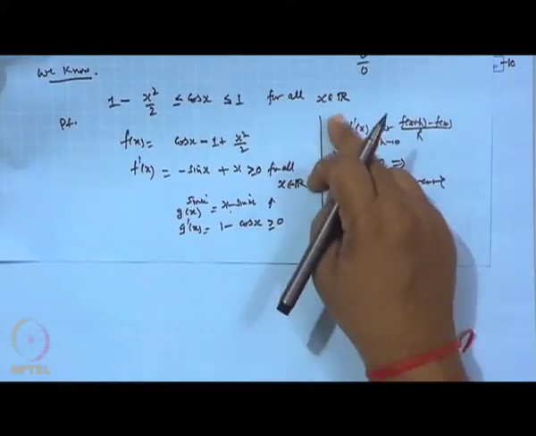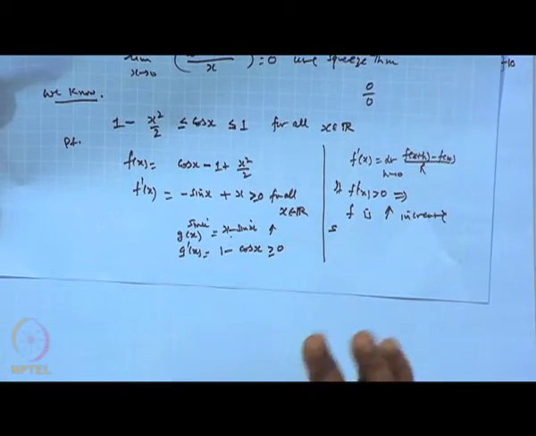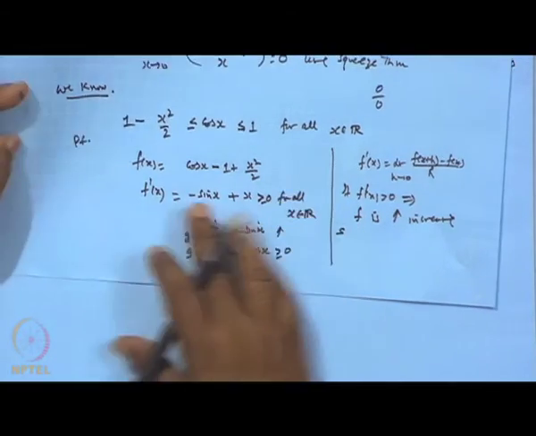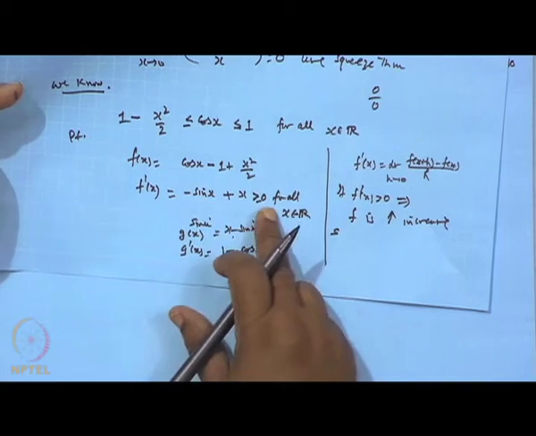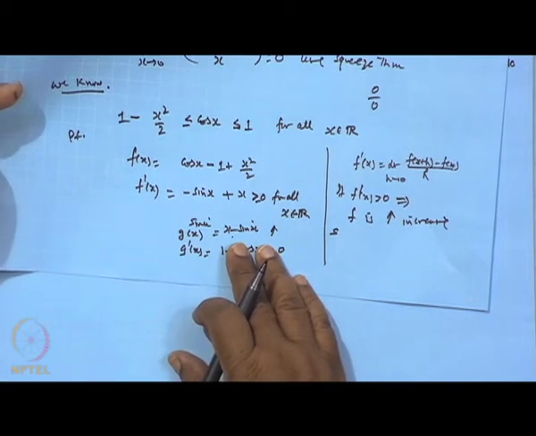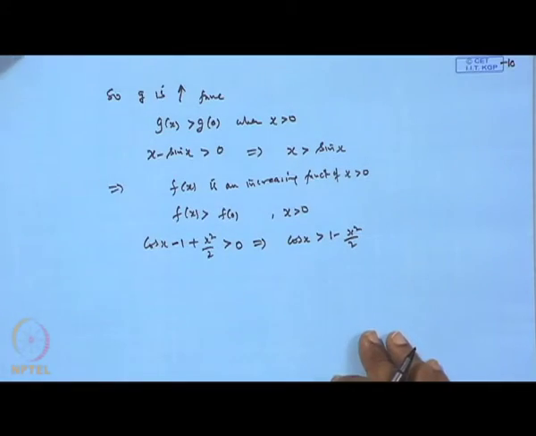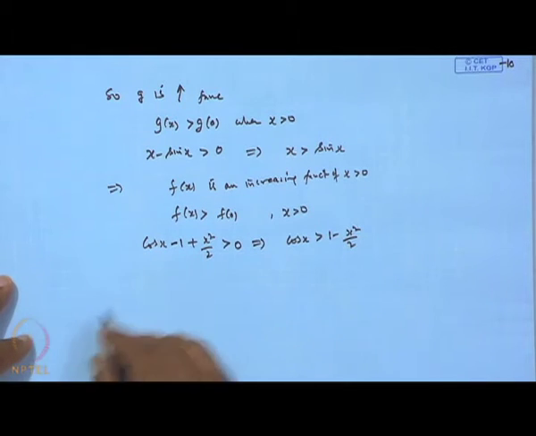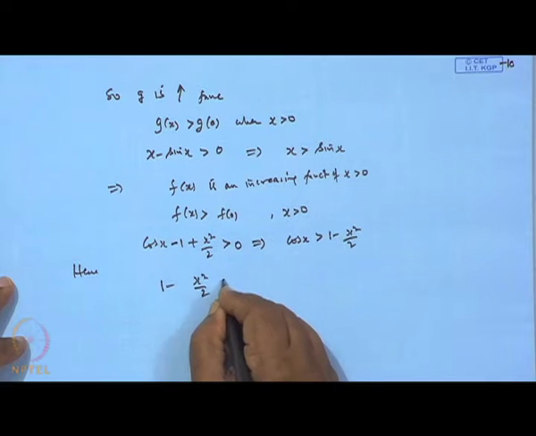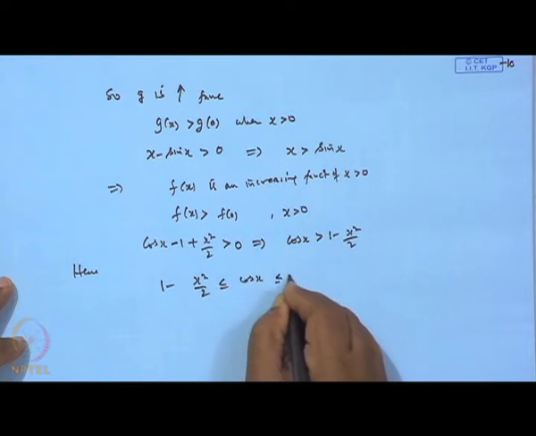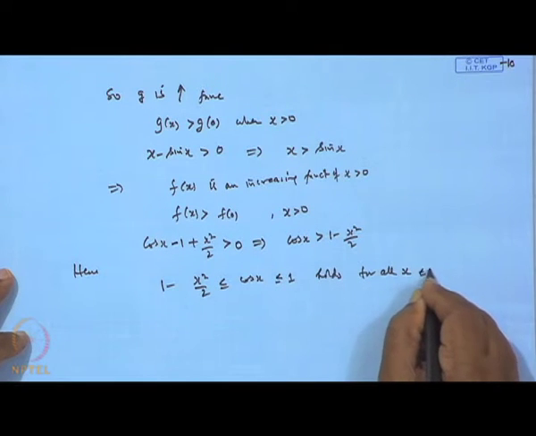Now, for x negative, in a similar way we can show that the inequality holds. Even if x is negative, we can write this plus sin x, and we can further show that it is an increasing function. So, hence 1 minus x square by 2 is less than or equal to cosine x, which is less than or equal to 1, holds for all x belonging to R.